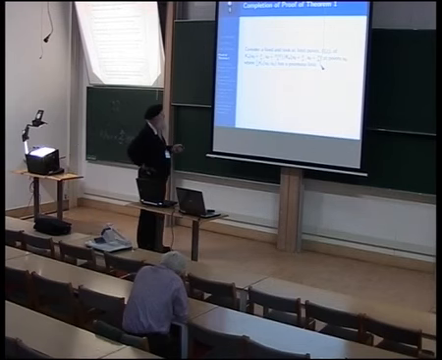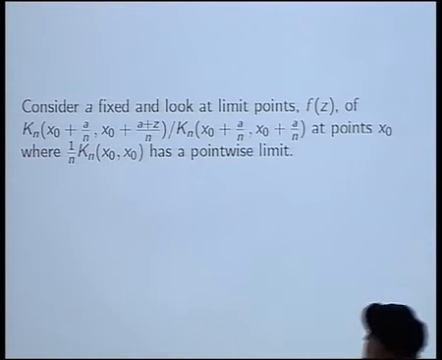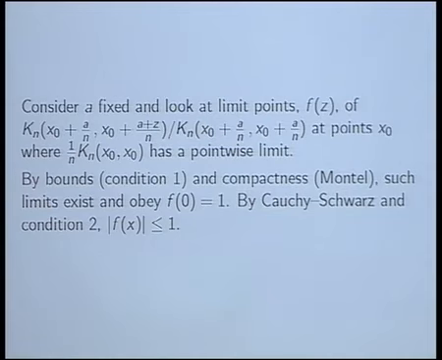I look at this ratio, and I look at points where this has a pointwise limit, because remember, you can take a subsequence, so you have a limit. So you look at a limit point. In the end, you prove the limit is what you think it is by showing every limit point is what you think it is. And by the bounds and some general compactness condition that tells you the limit exists, you get a limit. By construction, f of 0 is 1, because if I take z equals 0, I get 1.